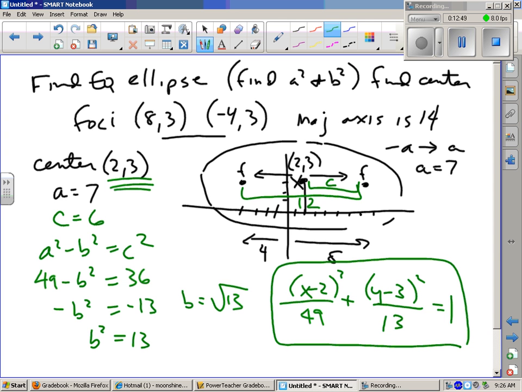Okay, so tomorrow we're going to finish up. We need to talk about the general form, just like we did with the circle where you had to complete the square. So it's pretty similar. Won't take us very long to talk about it.